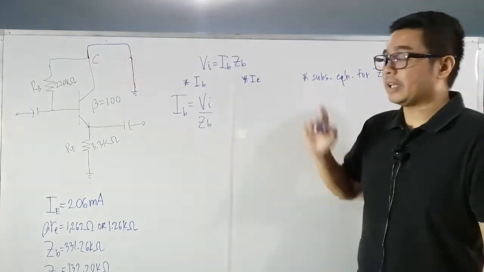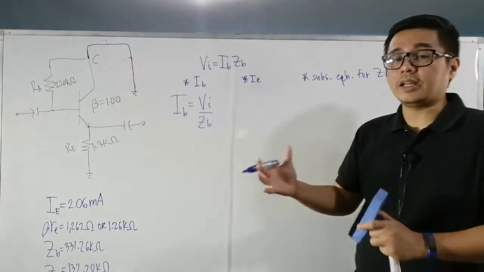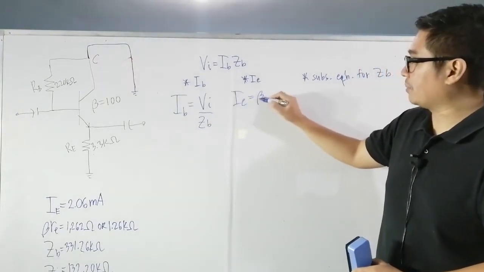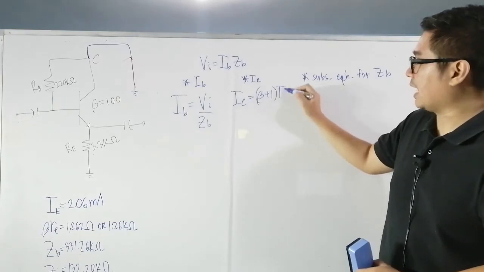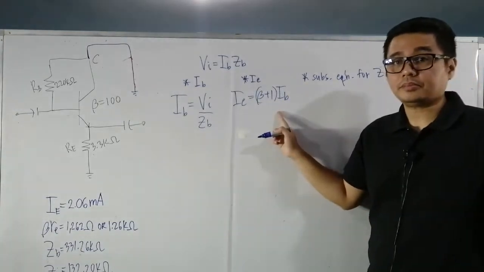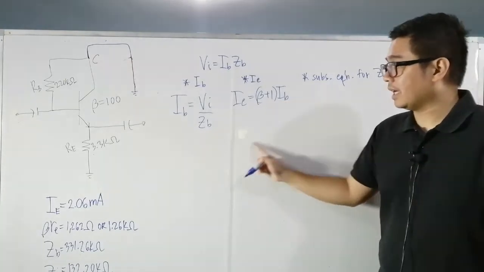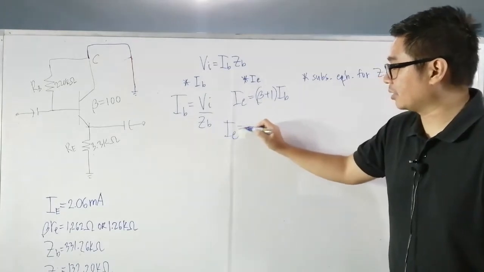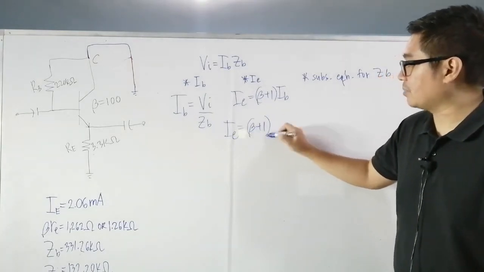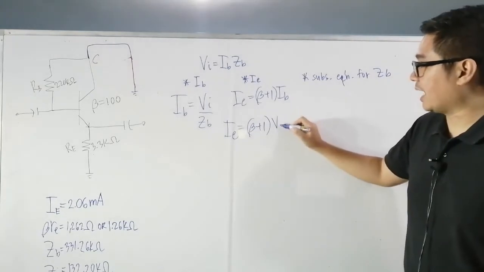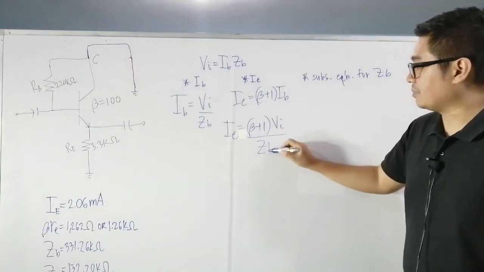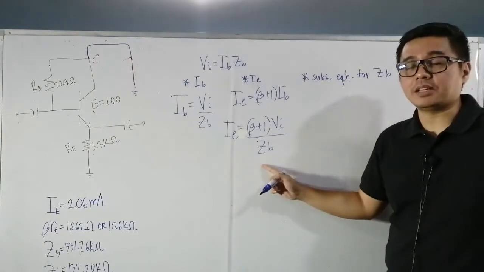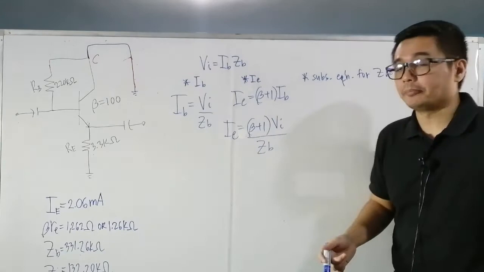Alright. Now, write down the equation for I sub E, relating it to I sub B. We know that I sub E is equal to beta plus 1 times I sub B. Yung I sub B dito, ngayon, ilalagay natin yung equation na to. We have I sub E is equal to beta plus 1 times, instead of I sub B, V sub I over Z sub B tayo ngayon. Alright. Next is, papalitan natin tong Z sub B equation, which is yung na-derive natin earlier.